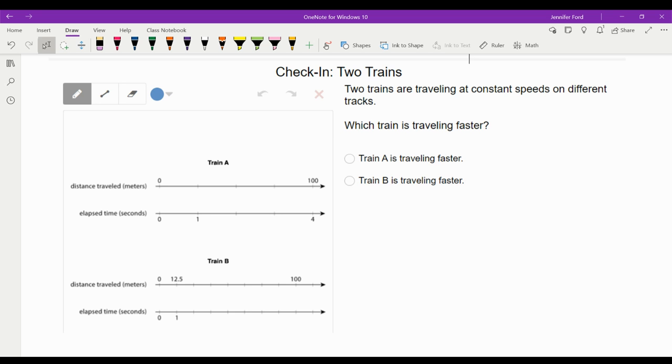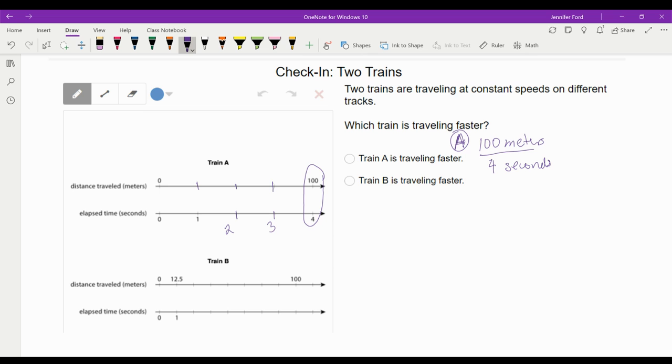Okay, so the first double number line, they give us this information that train A goes 100 meters in 4 seconds. And this is train A. That's an A. Okay. So what I would need to do, if you look at these tick marks, they're a little hard to see, so I'll highlight them. This one is going 1, 2, 3, and then 4 on the elapsed time in seconds. So then the distance traveled in meters is going to go to 100.